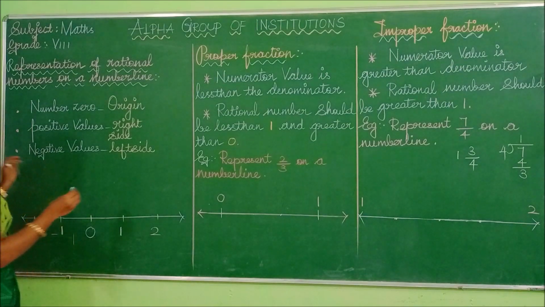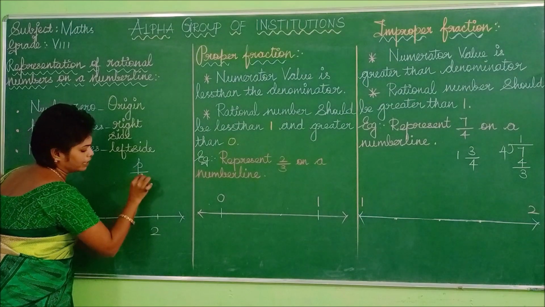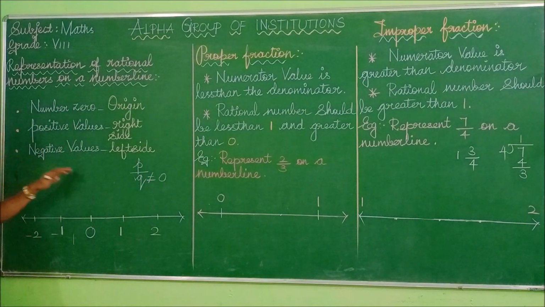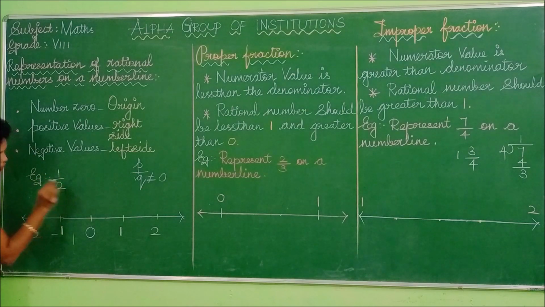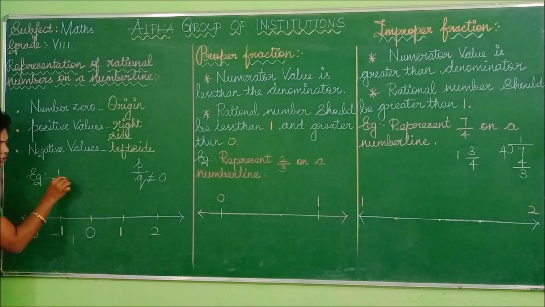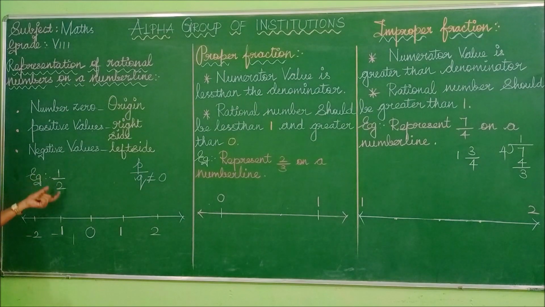A rational number is in the form of p by q, where q does not equal 0. Take one example. Here I have taken the example 1 by 2. How do you represent this 1 by 2 on the number line? First check whether the given rational number is a proper fraction or an improper fraction.